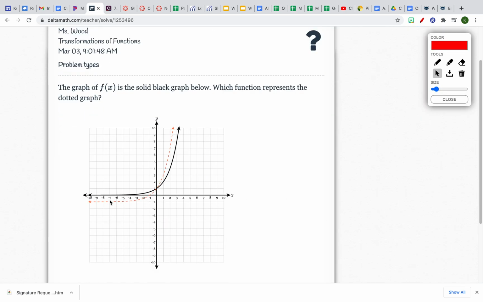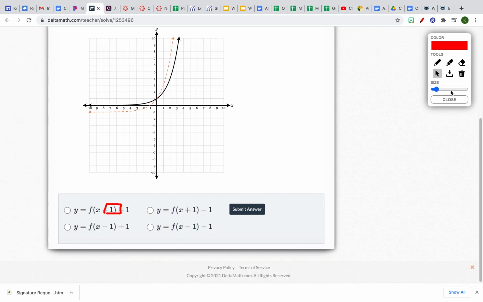This simply moved it down and to the left. So down is a minus 1, so we're going to use one of these two. And to the left would be a plus 1.